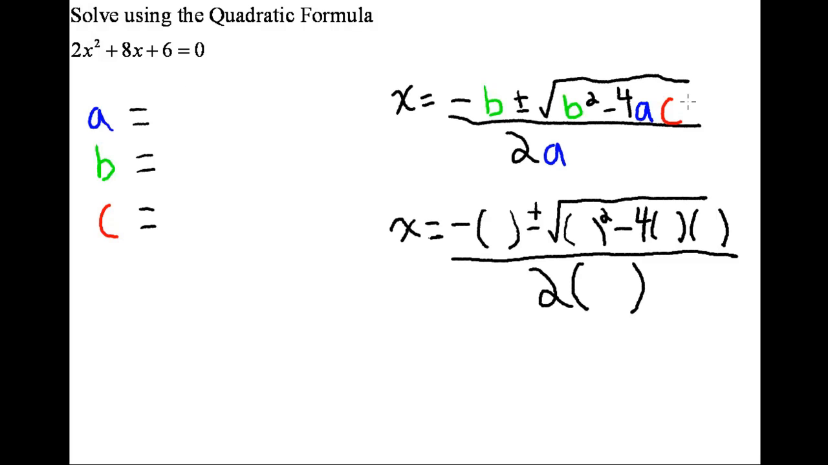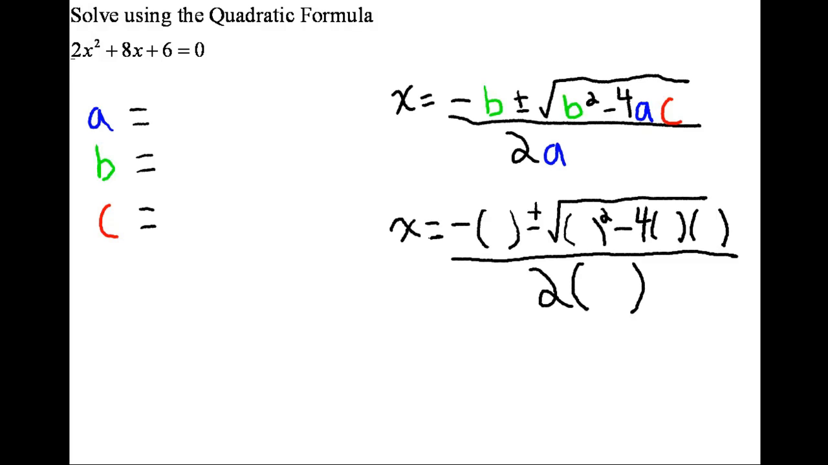X equals negative b plus or minus the square root of b squared minus 4ac all over 2a. So to start this, we have to just match the letters that come from the quadratic term, linear term, and constant term and plug them in their proper location. So I've color-coded these here.